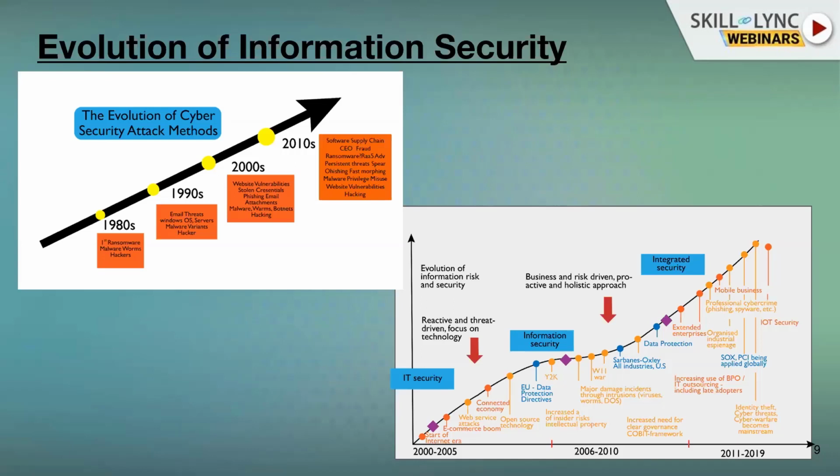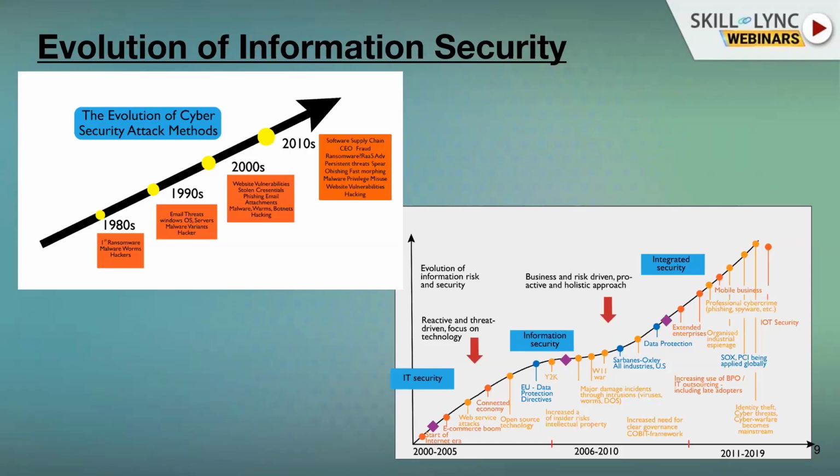Then after 10 years, email threats, Windows OS servers, and malware variants started coming in. The email threats come nowadays as well. Windows OS servers are also being targeted nowadays, where attackers try to threaten the Windows operating system so that it will not work. They will try to steal your data from that as well. That is what was happening in the 1990s.